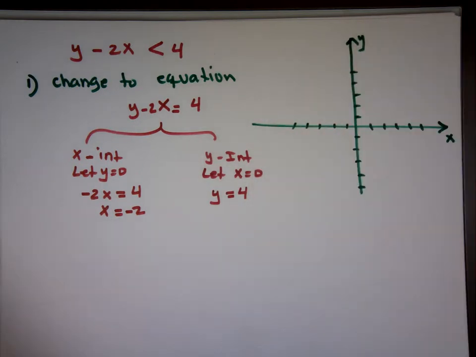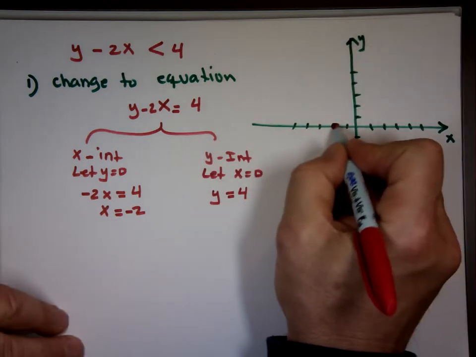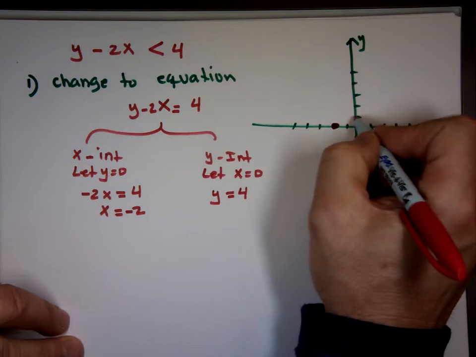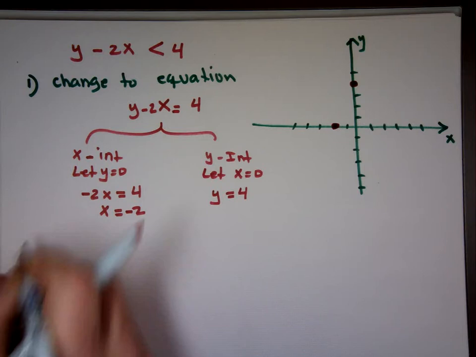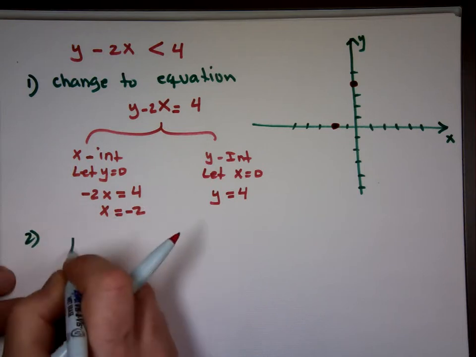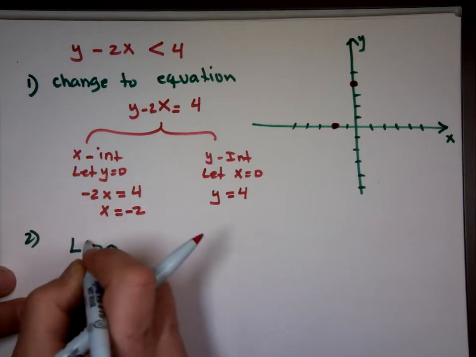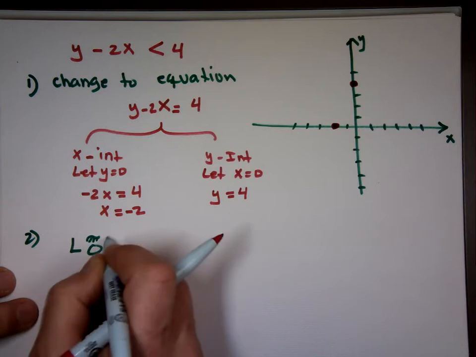X is negative 2, that's right here. Y is 4, 1, 2, 3, 4, that's right here. Before I connect them, step number 2. Maybe I'll do this. Look. I'll make this like eyes looking at you.